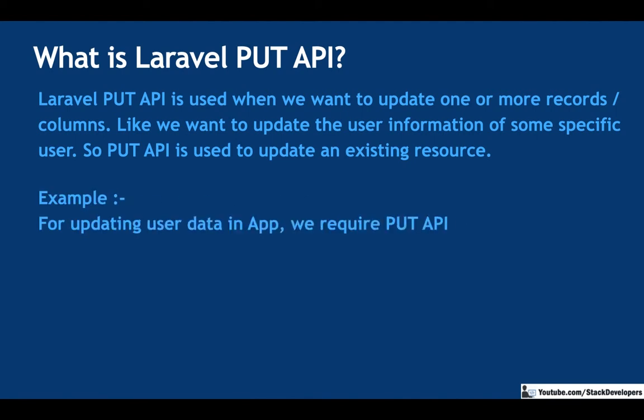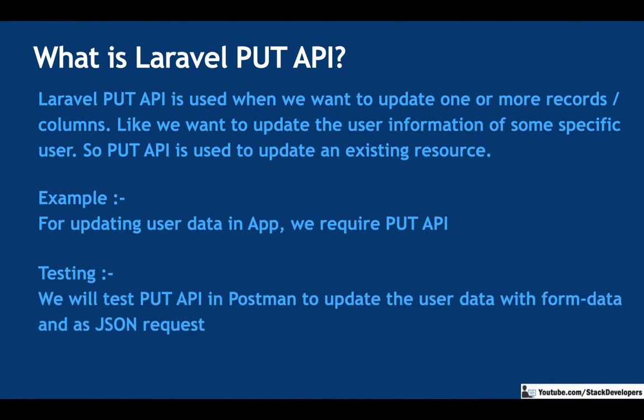For example, for updating user data in an app, we require the put API. We are going to test this put API in Postman to update the user data with form data and as a JSON request. So there are two ways to update the data: via form data and via JSON request. We are going to check it out.